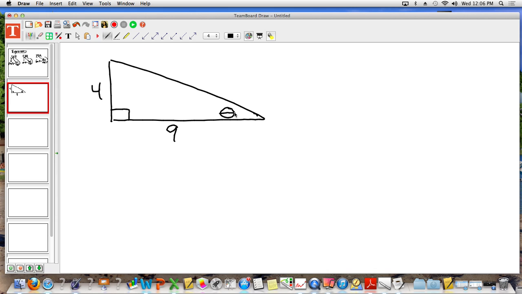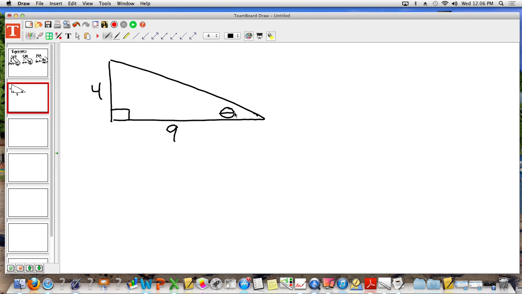Can we just do 180 degrees minus 90 degrees minus another angle? Why can we not do that? Because we have two missing angles. The only angle we know is 90 degrees. So we have too many unknown angles. So our job to figure out what that angle is is to decide if the sides that we are given are opposite, adjacent, or the hypotenuse.